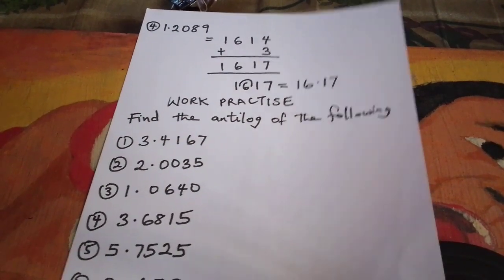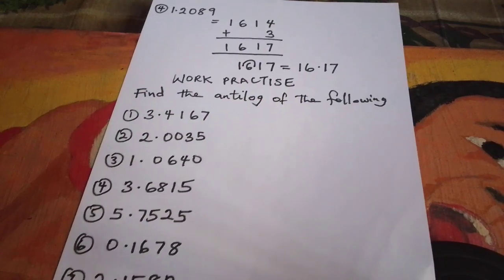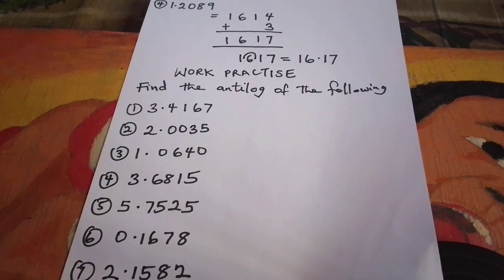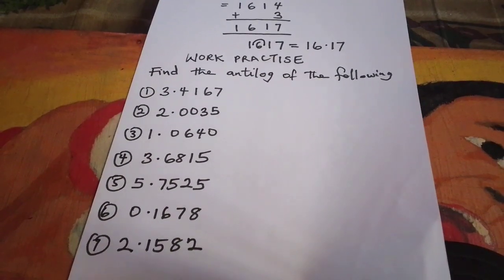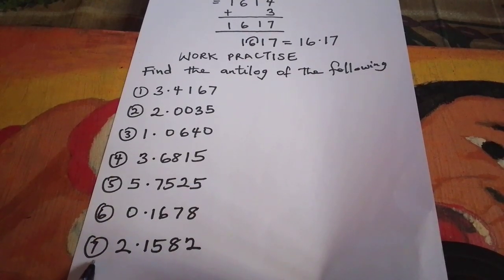Number 1, 3.4167. Number 2, 2.0035. Number 3, 1.0640. Number 4, 3.6815. Number 5, 5.7525. Number 6, 0.1678. Number 7, 2.1582.